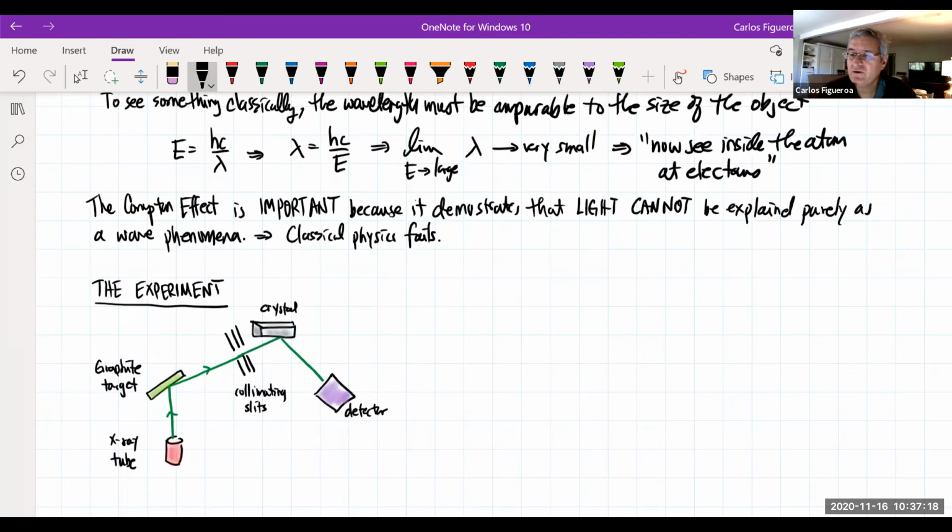And the detector is really an ionization chamber. That means once it starts interacting with this thing, you get a cascade. Oh, no, I don't want to go into the details. Let's just leave it there. It just detects the X-rays.